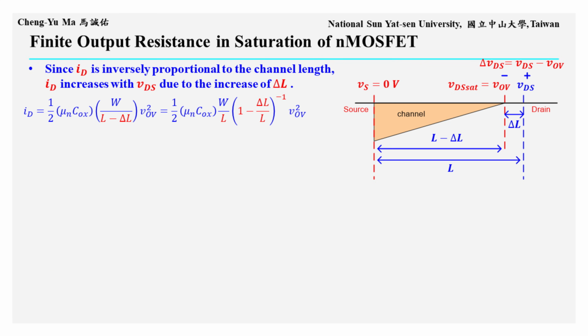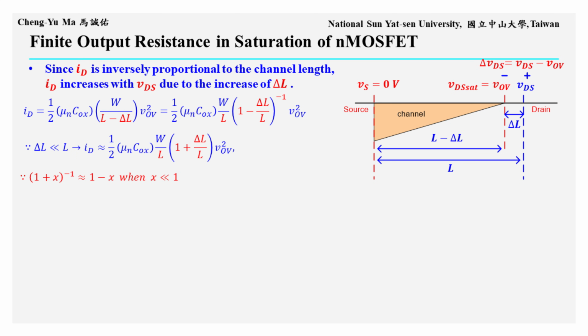Since the channel current ID is inversely proportional to the inversion channel length, channel length modulation increases the current by shortening the effective channel from L to L minus delta L. Therefore, ID can be written as 1/2 mu n C oxide W over L minus delta L times VOV squared. This can also be rewritten as 1/2 mu n C oxide W over L times the quantity 1 minus delta L over L raised to the negative 1 power times VOV squared.